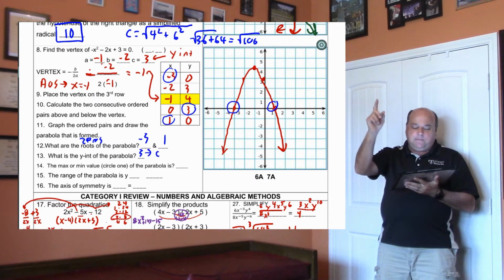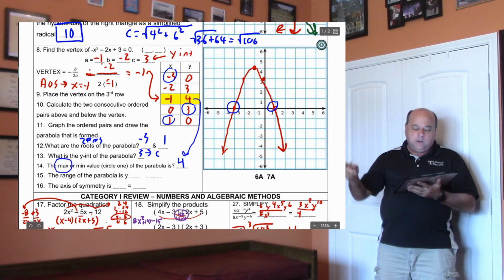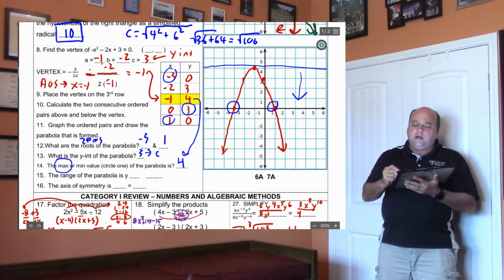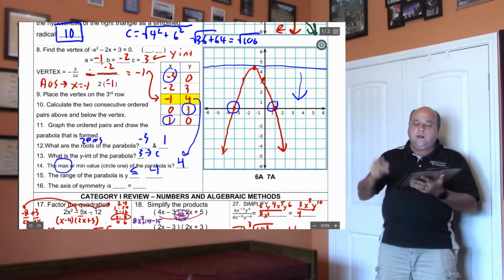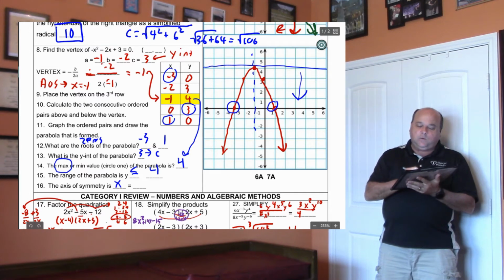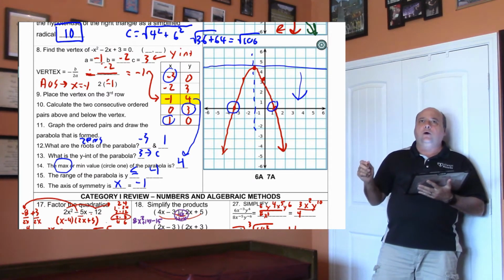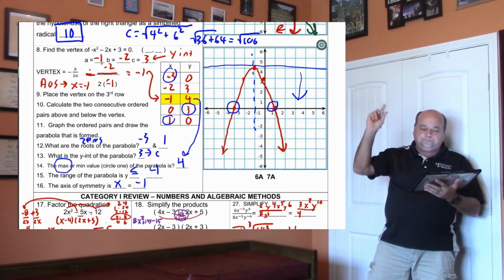And then lastly, the max or min is right here, and we have a max since it opens down, doesn't it? The range of the parabola is going to be all the numbers smaller than 4, so y is less than or equal to 4. The axis of symmetry is this line right here, x equals -1. And remember, your domain will always be all real numbers.